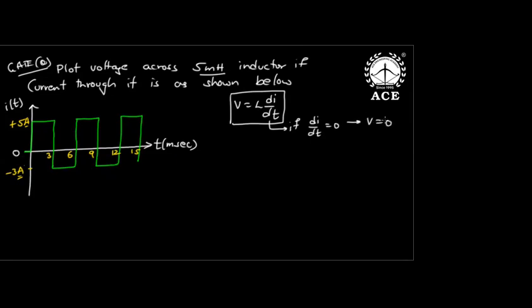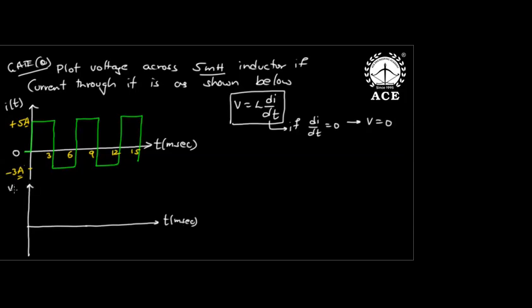That means these instances. Here's something very interesting to observe: the instances between 3 to 6 and 6 to 9 milliseconds are where the current is not changing, so voltage is zero.